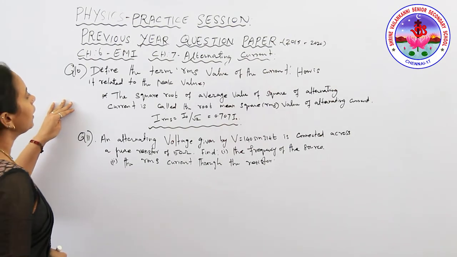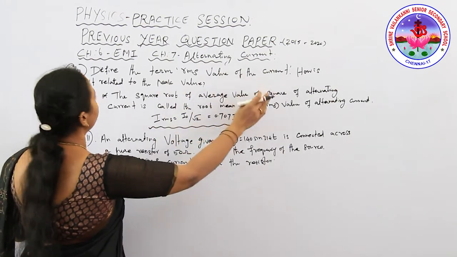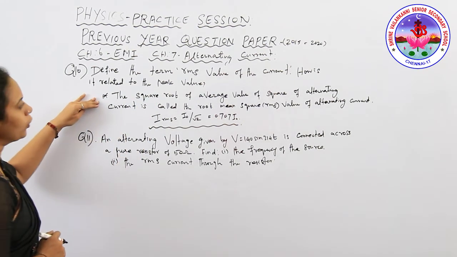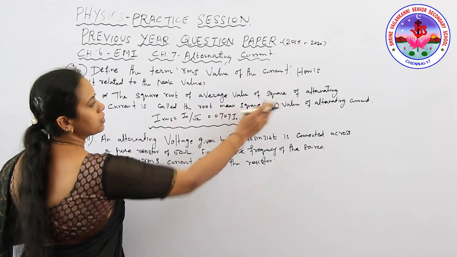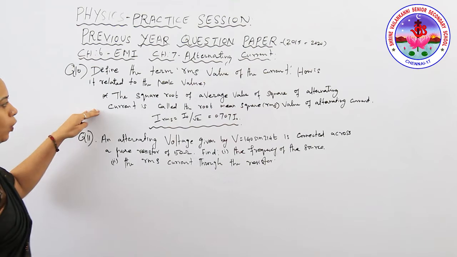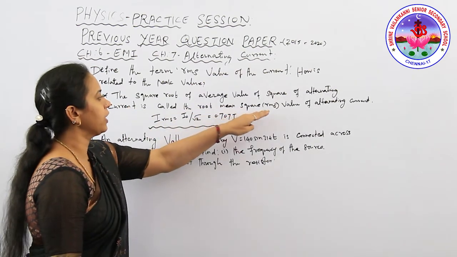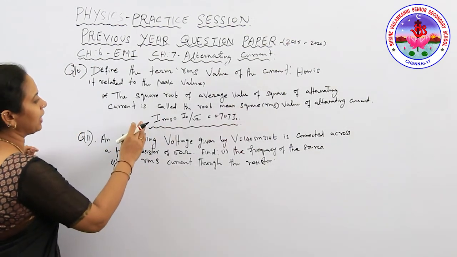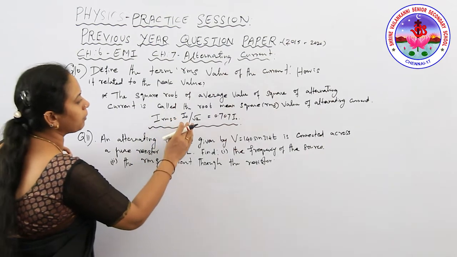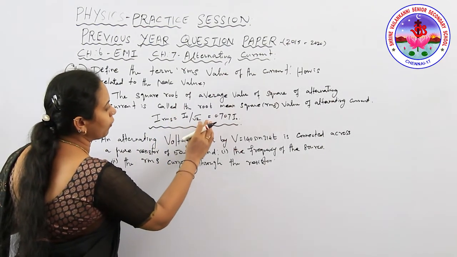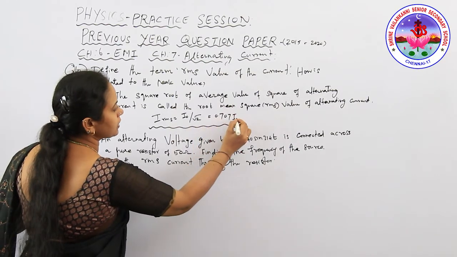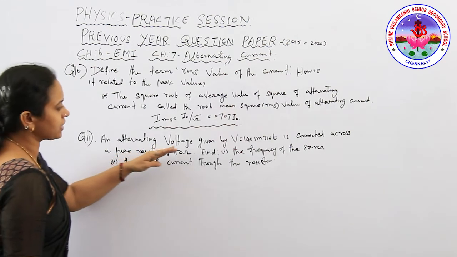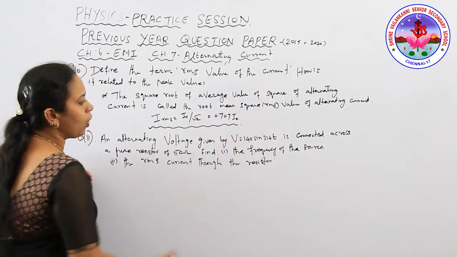So next question: define the term RMS value of the current and how it is related to the peak value. See, the square root of the average value of the square of the alternating current, which we call root mean square, is the IRMS or RMS value of alternating current. How it is related to the peak value: IRMS is equal to I naught by root 2, which is equal to 0.707 I naught, right?